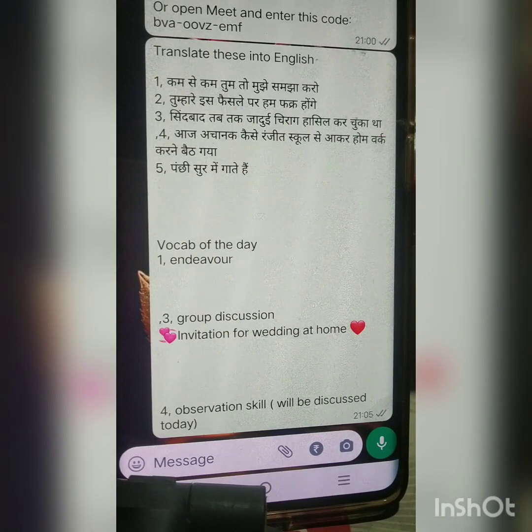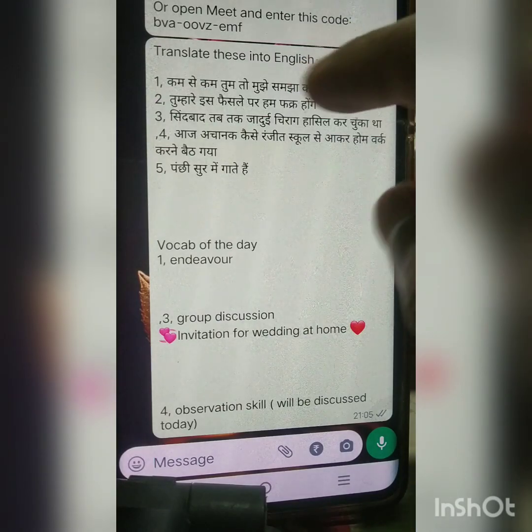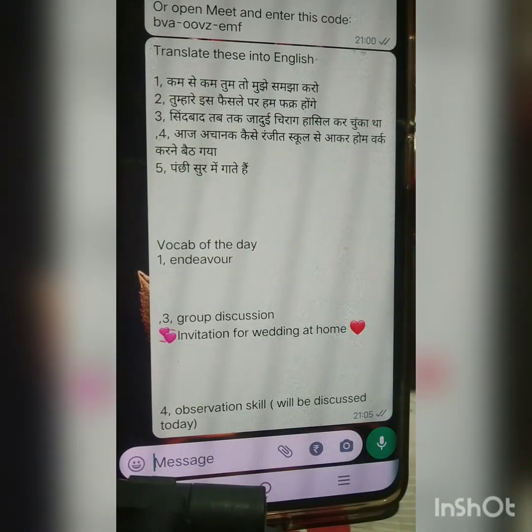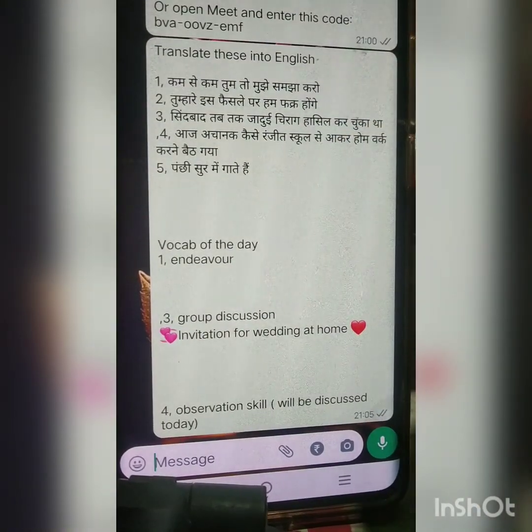Okay, next. Tumhare is faisle par hum fakr honge. The way I said, the way I have tried to say it in Hindi, I have changed my voice modulation. You have to say in English. Translate in English in such a way so that this voice modulation should come in there. So please tell me, Archana ma'am, you first tell me which is the answer here. What's the tense name and what's the translation, and with voice modulation you tell me. Okay, ma'am. Sentence is, Tumhare is faisle par hum fakr honge.